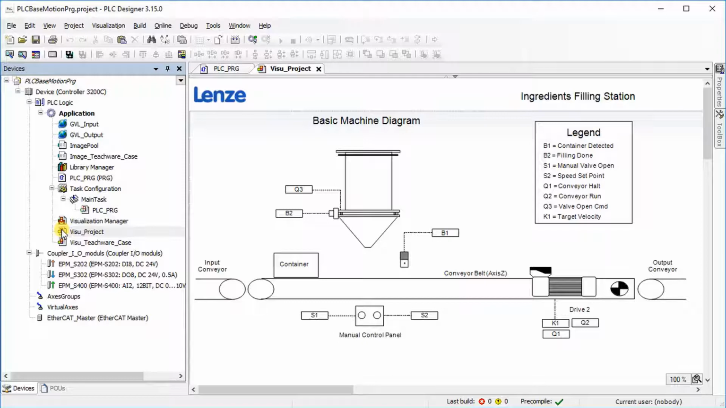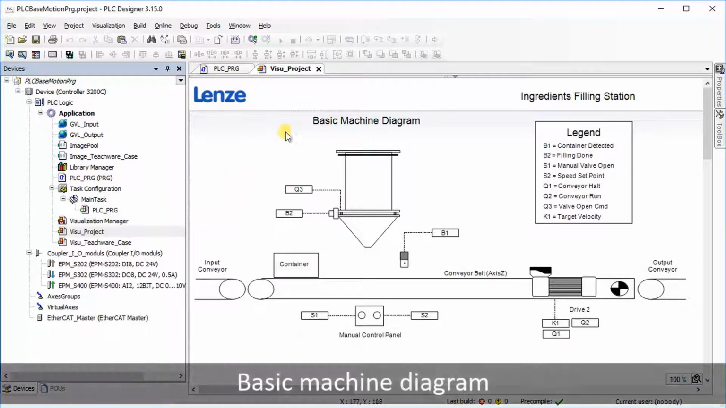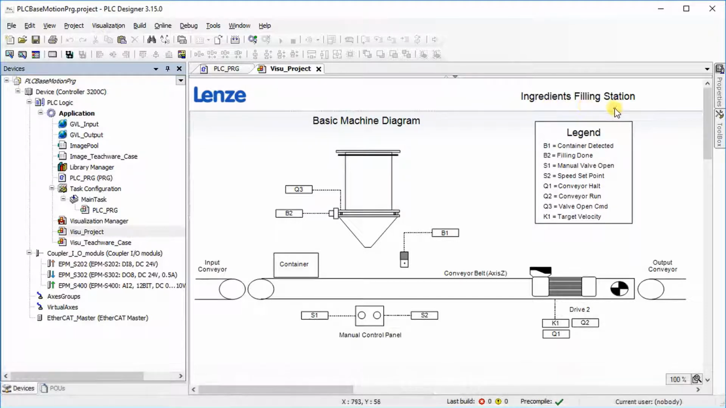This is the basic machine diagram of an ingredients filling station. In this example, empty containers are filled up with ingredients. The container comes in from the left side and is filled up. When this is done, the container goes out by the right side.